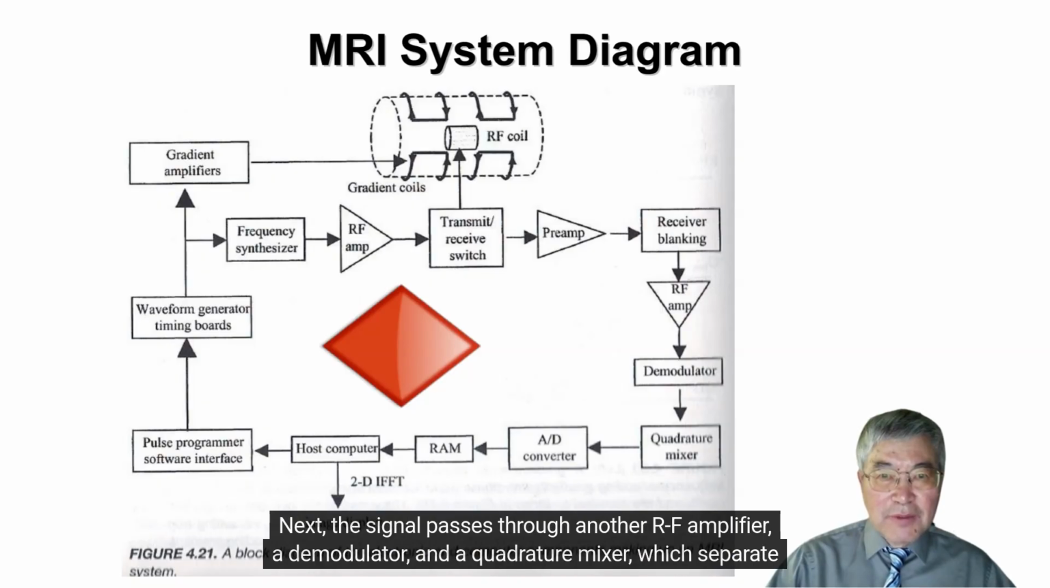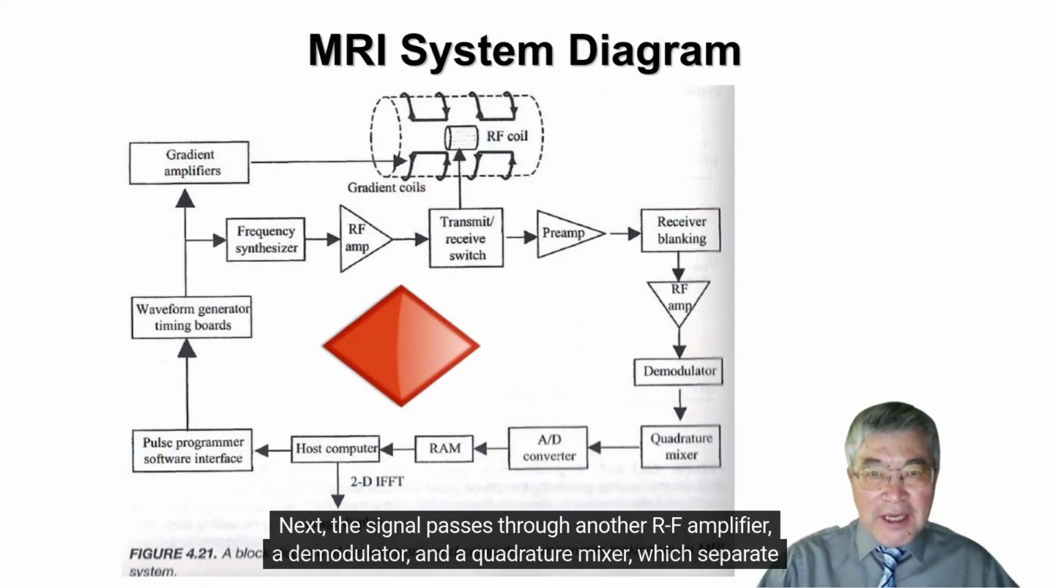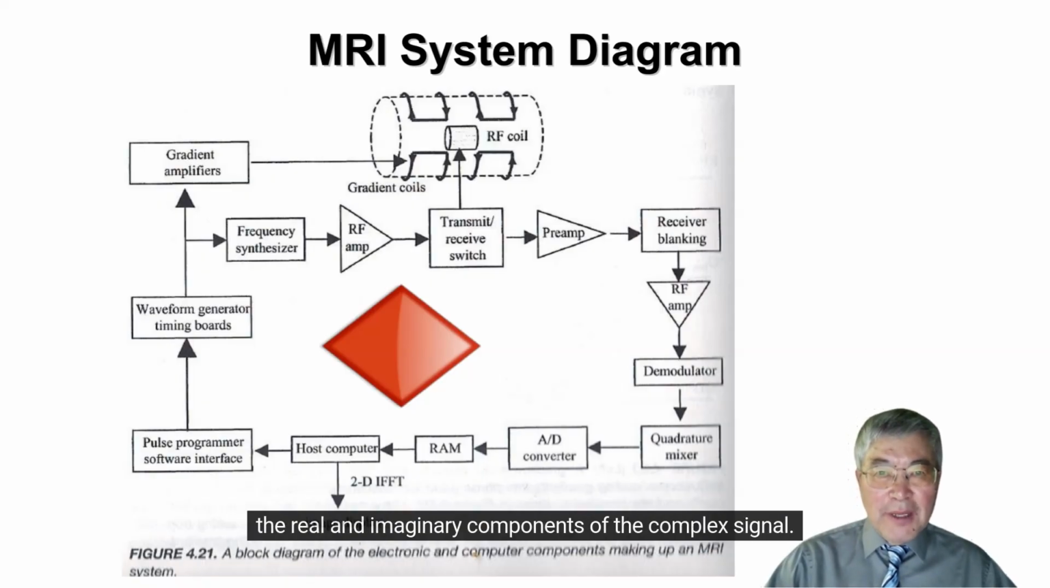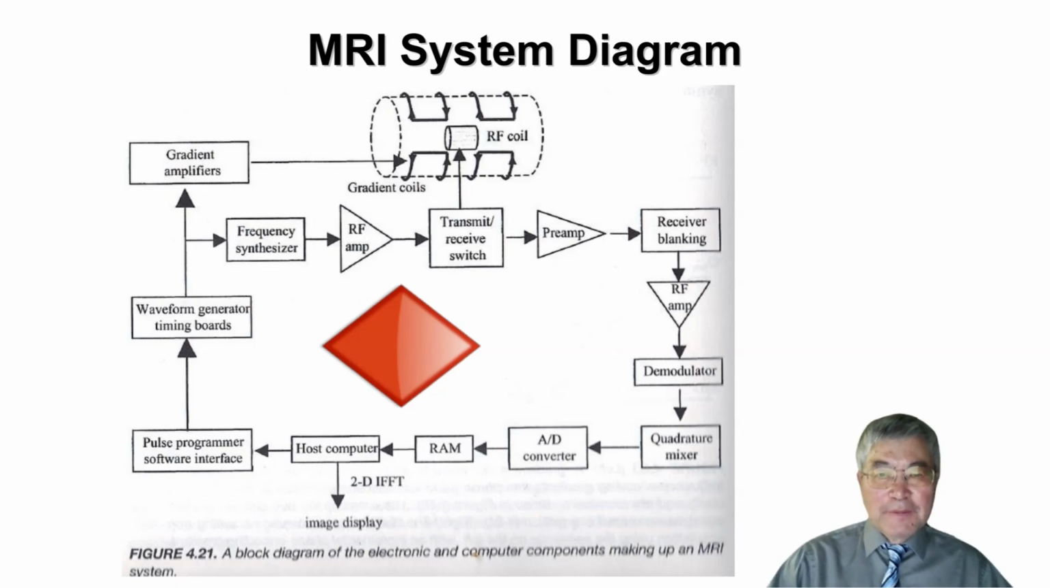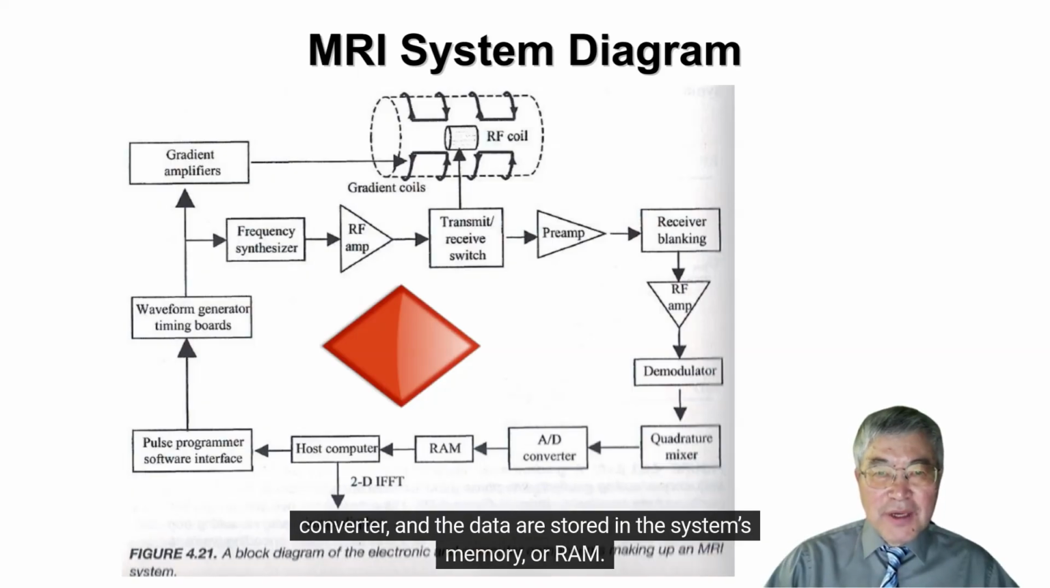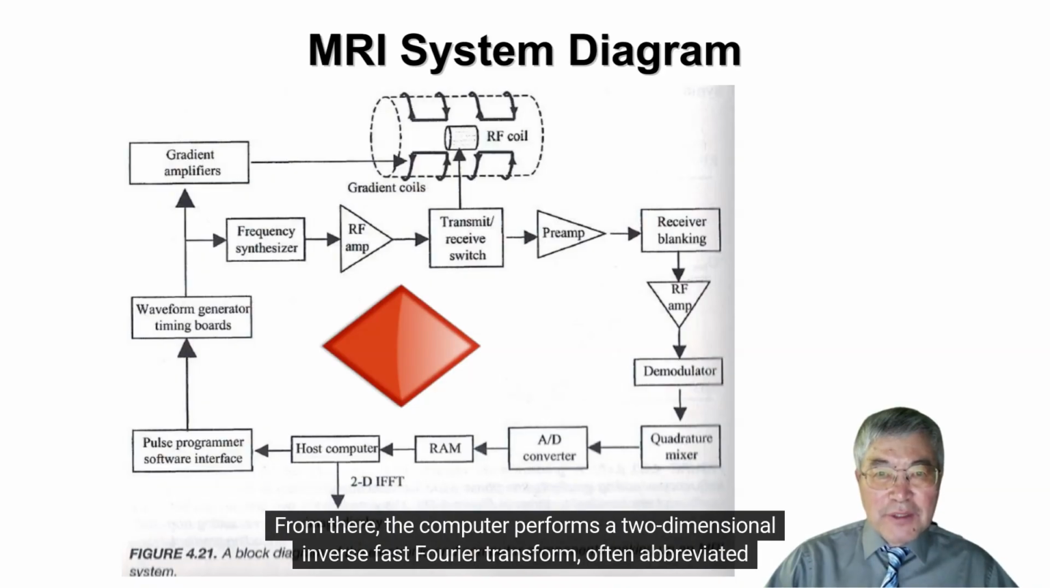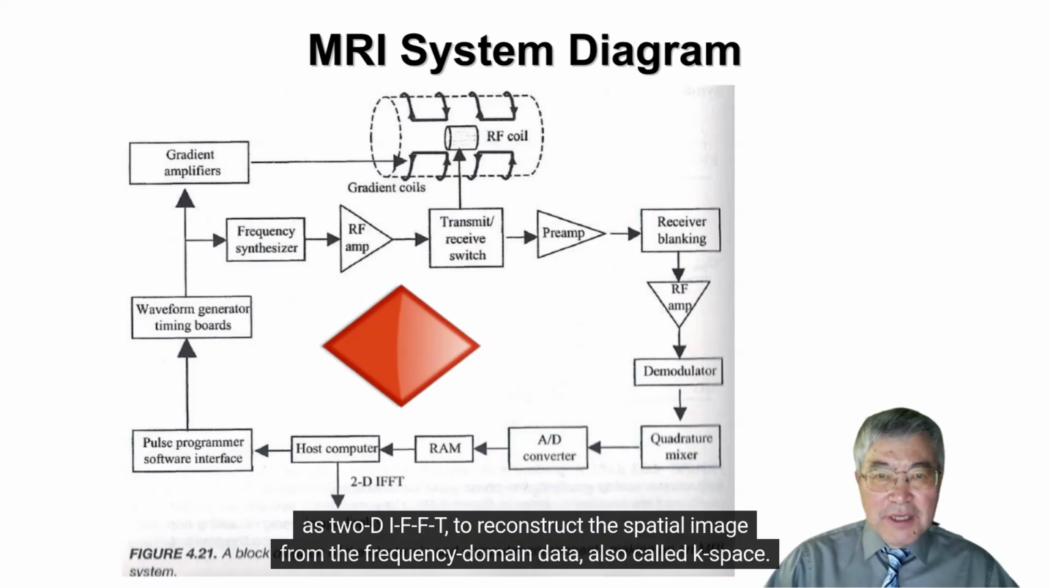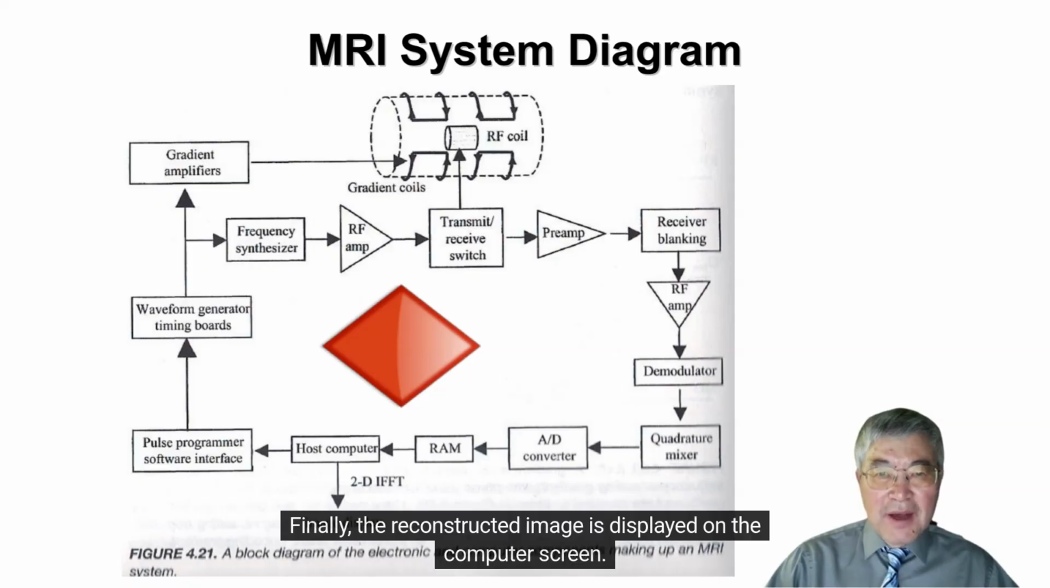Next, the signal passes through another RF amplifier, a demodulator, and a quadrature mixer, which separate the real and imaginary components of the complex signal. This analog signal is then converted into digital form using an AD converter, meaning analog to digital converter, and the data are stored in the system's memory, or RAM. From there, the computer performs a two-dimensional inverse fast Fourier transform, often abbreviated as 2D IFFT, to reconstruct the spatial image from the frequency domain data, also called K-space. Finally, the reconstructed image is displayed on the computer screen.